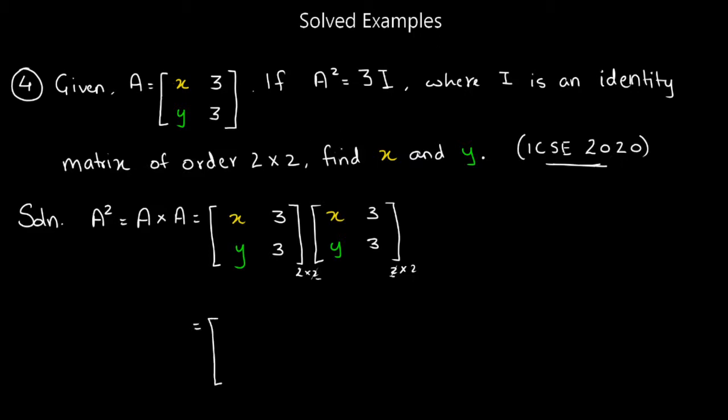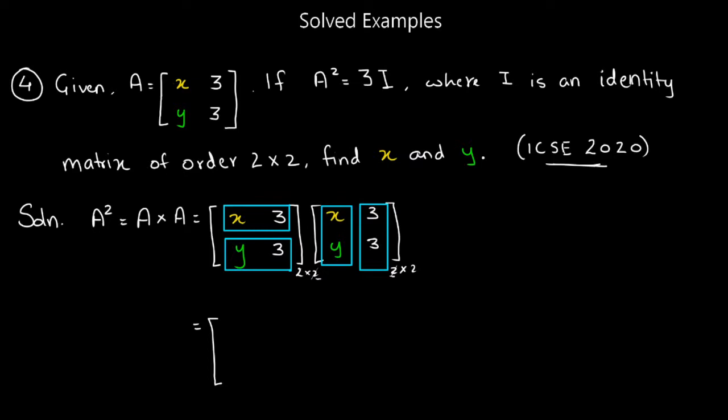Now remember, whenever we're performing matrix multiplication, we multiply the rows of the first matrix by the columns of the second. So let's just demarcate the rows and columns, it becomes easier for us to pick it out later on. So x, 3 here is the first row of the first matrix. y, 3 here is the second row of the first matrix. And for the second matrix, we consider its columns. So x and y here is the first column of the second matrix, and 3, 3 over here is the second column of the second matrix, right?